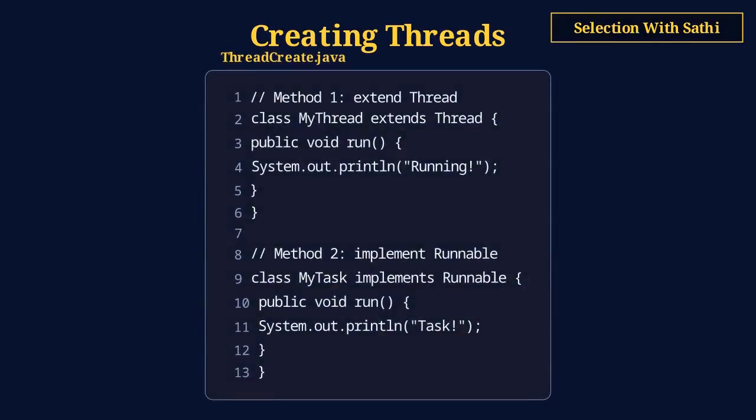The first way to create a thread is extending the Thread class. Override the run method with your task code. Call start to launch the thread, never call run directly. Calling run executes in the current thread. Start creates a new one. The limitation is you cannot extend another class due to single inheritance.